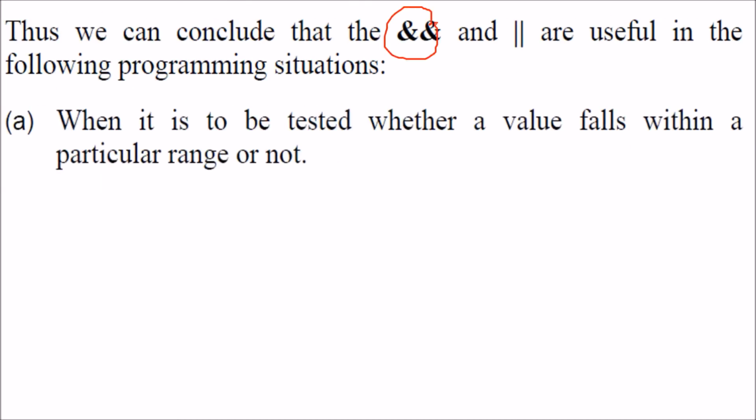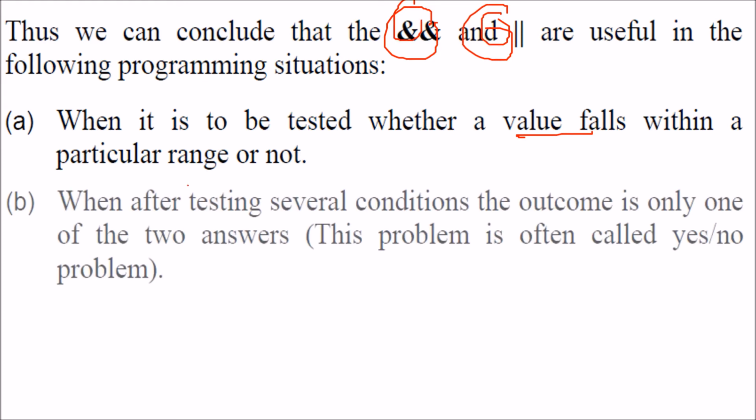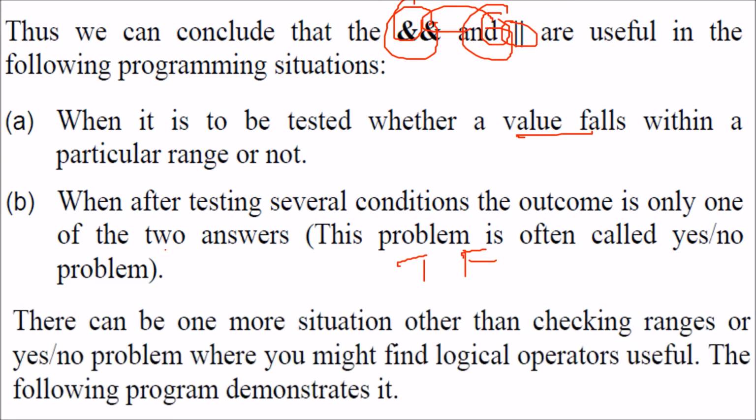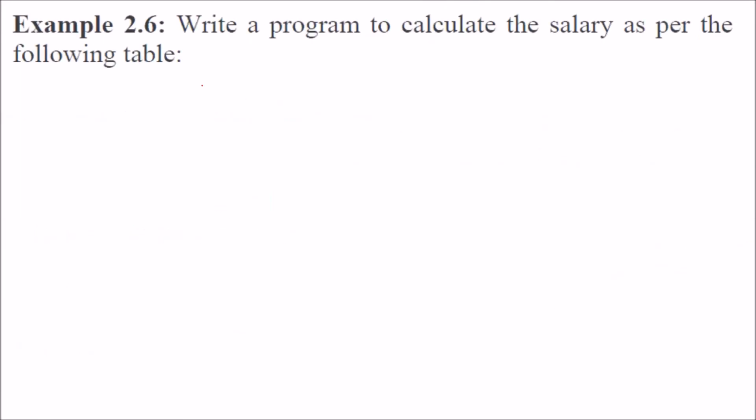So what we conclude here is, when it is to be tested whether a value falls within a particular range or not, we use AND and OR. When after testing several conditions, the outcome is only one of two answers, that is true or false, or yes or no, we use AND and OR. So this can be extended to various more operations.